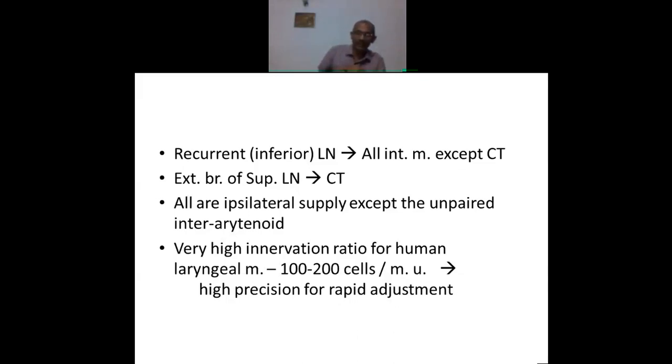And the next thing is so important: the fact that there is a very high innervation ratio for human laryngeal muscle. There are 100 to 200 muscle fibers per motor unit. This is very high compared to other muscles, and compared to laryngeal muscles of other animals also. So you can see the importance given to the human voice box. All this high innervation ratio allows for high precision and rapid adjustment.